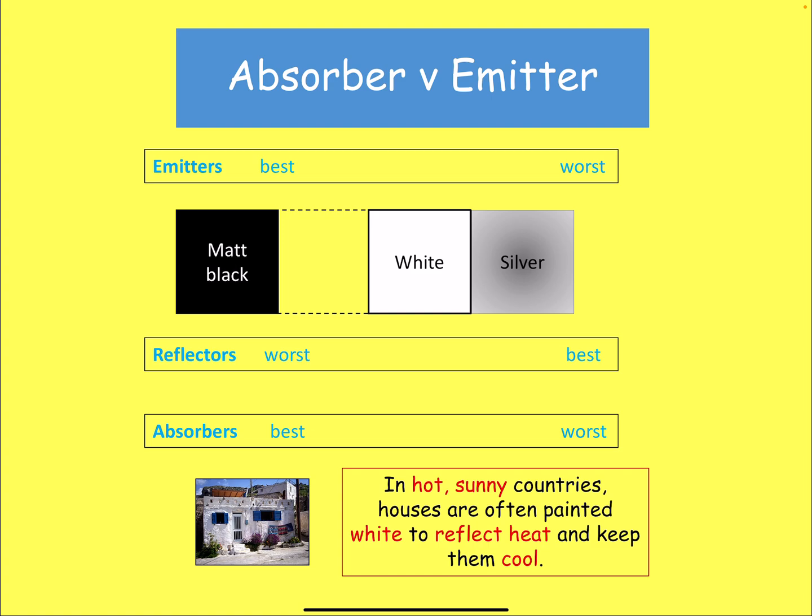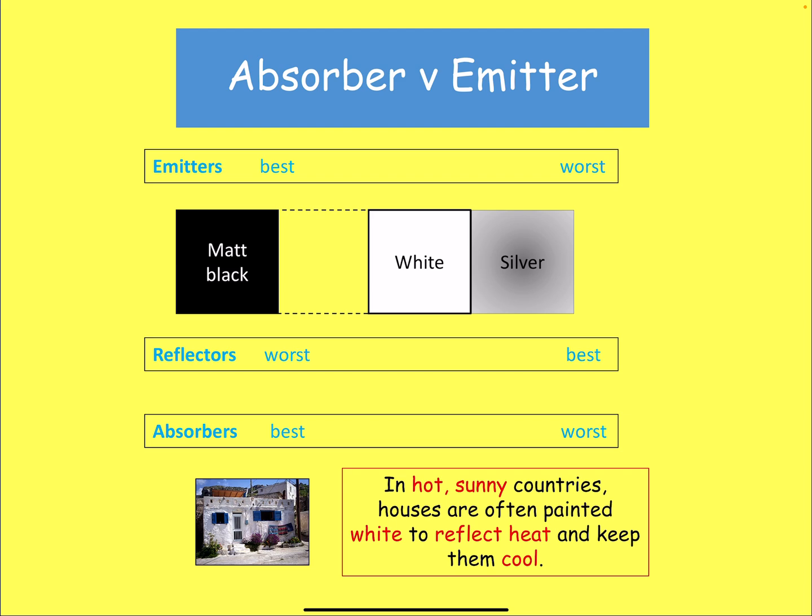So I've got a question for you. Some people prefer to have silver radiators in their home. Do you think that's a good idea? If it's the worst emitter? And if matte black is the best emitter, what colours should the radiators really be?